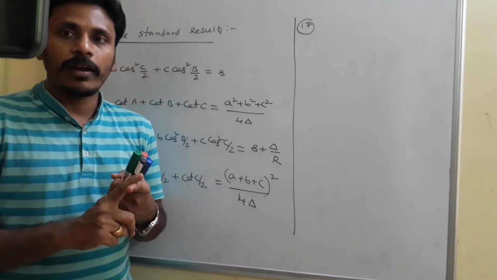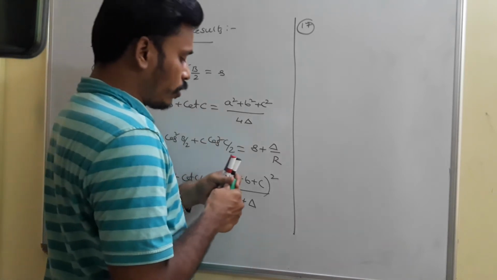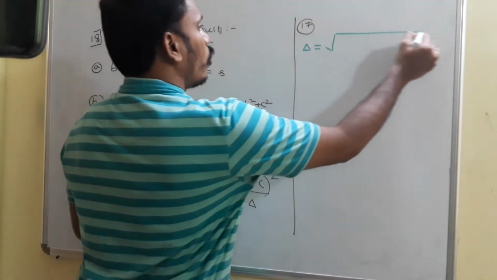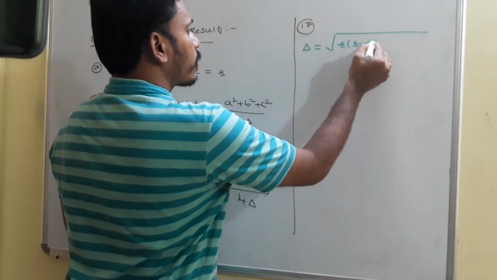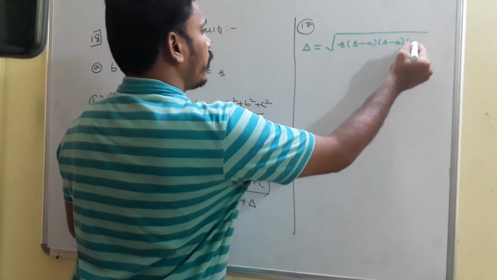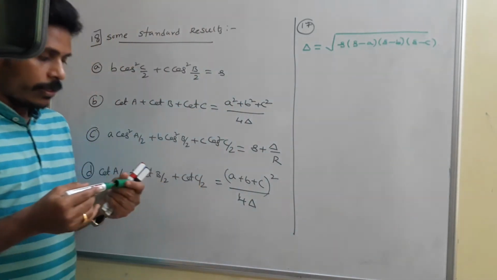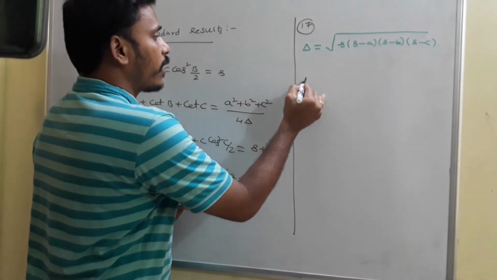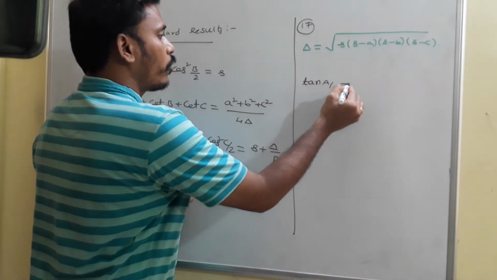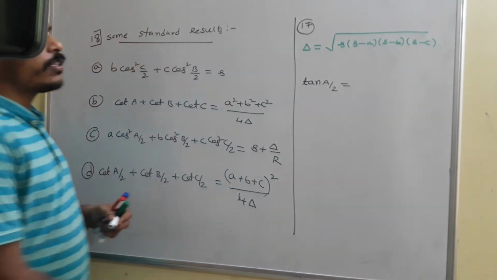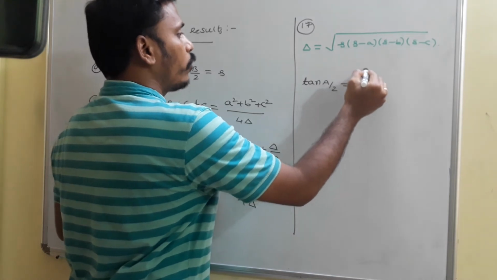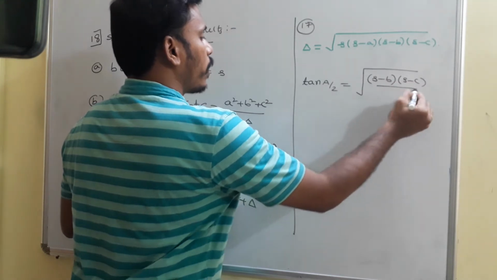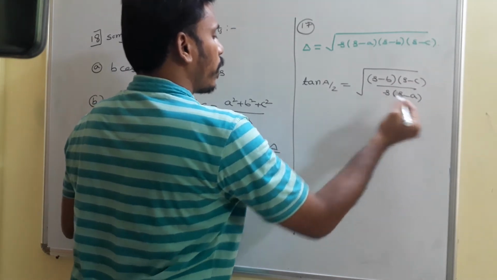In area of the triangle, somewhere I mentioned Heron's formula for the area of the triangle as delta equals root of s into s minus a into s minus b into s minus c. That's very clear. And using this, I am going to express tan A by 2. See what you know about tan A by 2. Tan A by 2 is sin A by 2 by cos A by 2, and it is given like this: square root of s minus b into s minus c by s into s minus a.